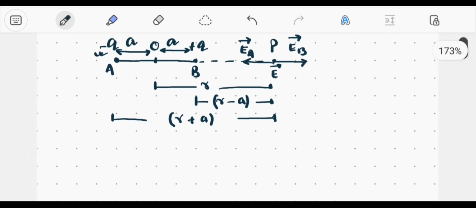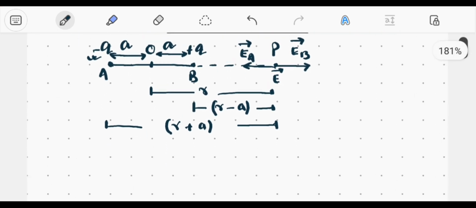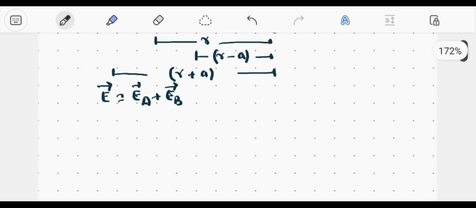Now let's proceed. The net electric field at point P, E, will be equal to EA vector plus EB vector, that is the electric field due to point A, the minus q charge, and the electric field due to point B, the plus q charge. Now if we find the electric field due to point A and point B separately, we will only consider the magnitude, not taking the direction; we will write the direction later on.